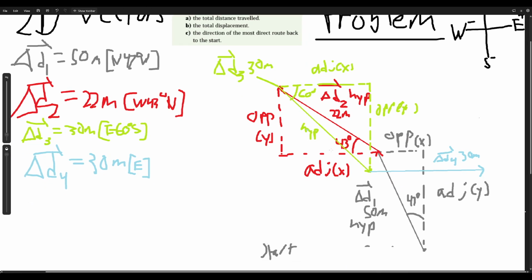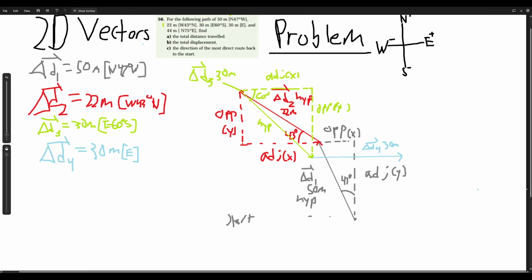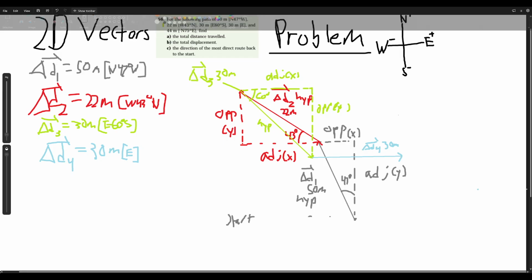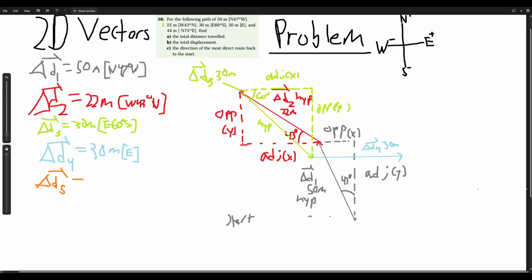And then finally our fifth displacement is 44 meters north 75 east. So north 75 degrees east. We're looking north.